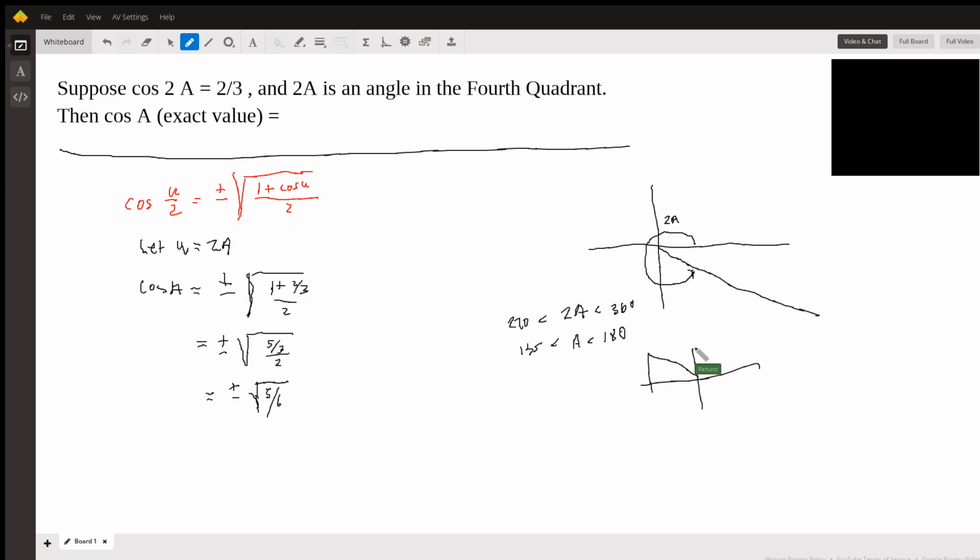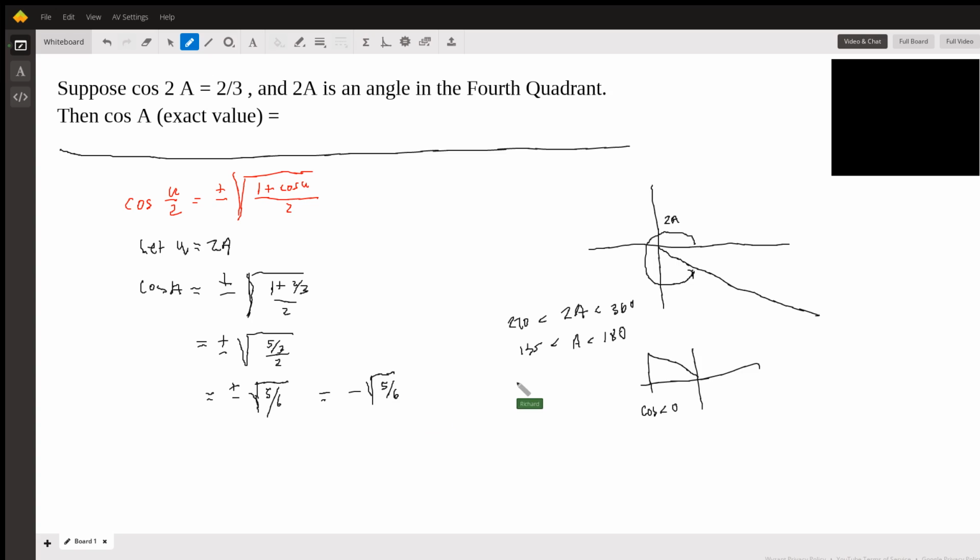And so the cosine is negative in this quadrant. So we know from this work that we're going to take the negative square root of 5 over 6. And so that's it. That's all we have to do.